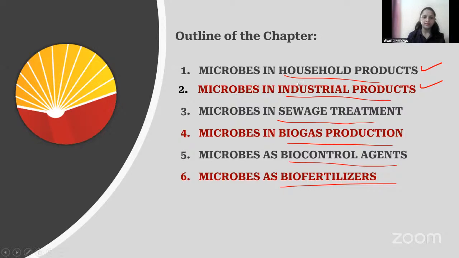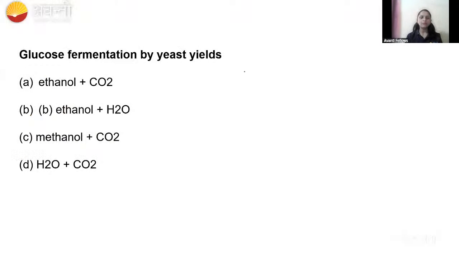Fine. So this is a question for you, guys. The question is: glucose fermentation by the yeast Saccharomyces cerevisiae yields what? Option A, ethanol plus carbon dioxide. Option B, ethanol plus water. Option C, methanol plus carbon dioxide. Option D, water plus carbon dioxide.